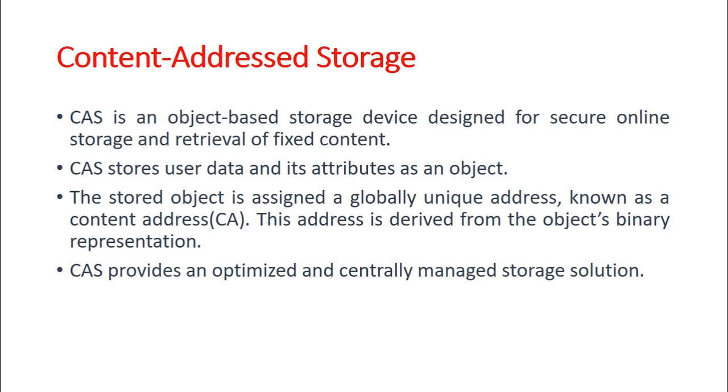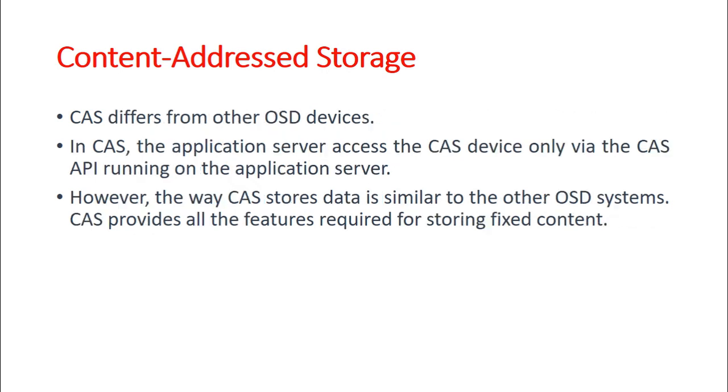CAS stores user data and its attributes as an object. The stored object is assigned a globally unique address known as the content address. Just like what we had as object ID, here we use one more term called content address for uniquely identifying an object. Now this content address is derived from the object's binary representation. CAS provides an optimized and centrally managed storage solution. So using CAS we can centrally manage the fixed content in an optimized way.